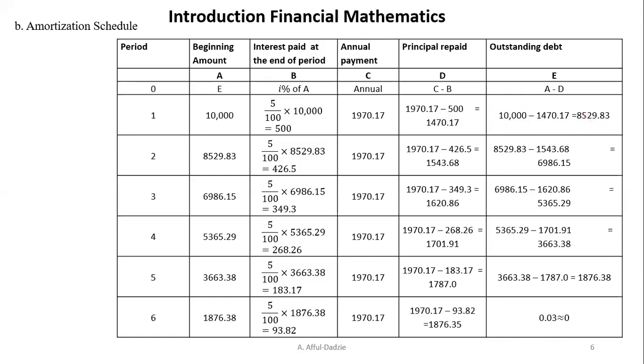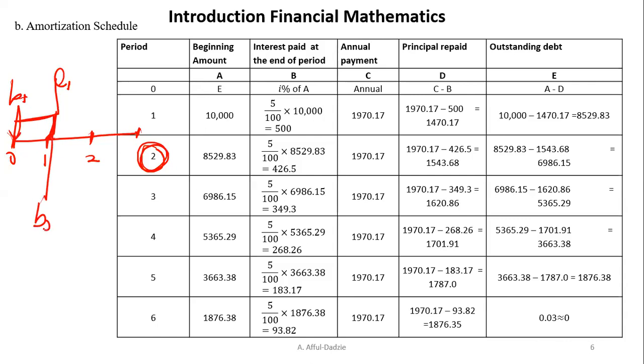So when we come to period 2, remember that period 2 here, again, so let's show this here. 0, 1, 2, in that order. So you would agree with me that this is the beginning. If this is period 1, this is the beginning of period 1, and this is the end of period 1. But believe me, this is also the beginning of period 2, and this will be the end of period 2.